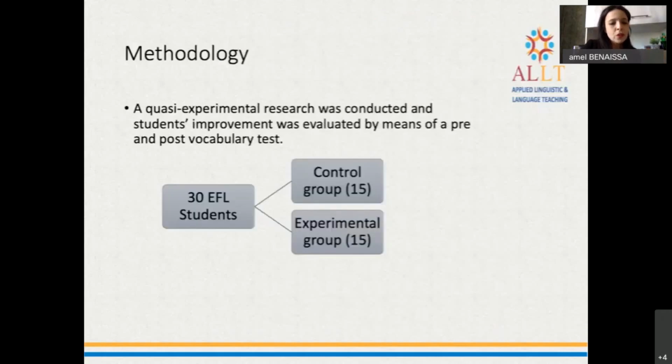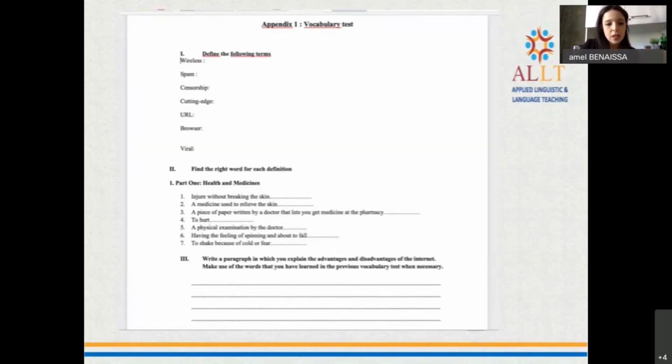Okay, so now I move to the methodology of my research. I've conducted a small quasi-experimental study with 30 students. I had 15 students in the control group and 15 other students in the experimental group. The control group had its regular program, and the experimental group students were introduced to the platform. They were asked to use it for 2 weeks and try the exercises as many times as they could.